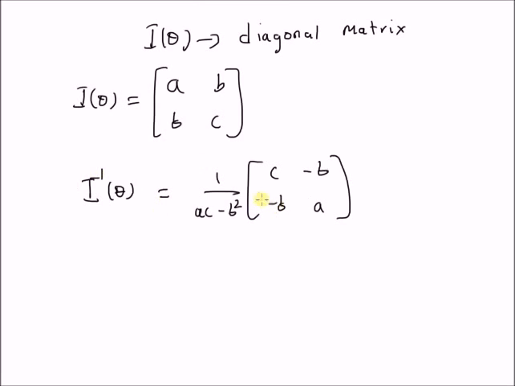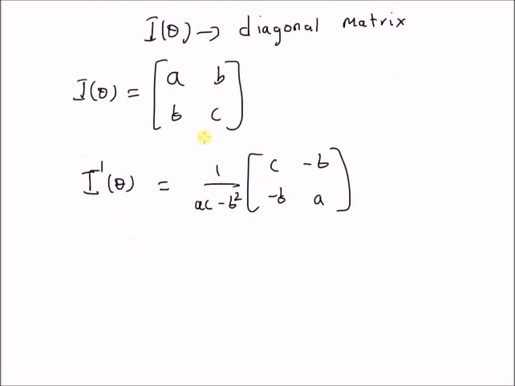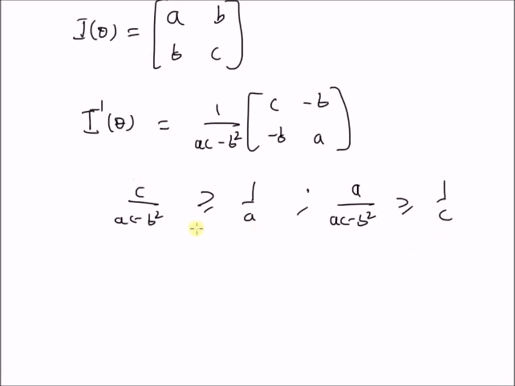By using this definition and the inequality, we can clearly see that the value C by AC minus B square, that is the first diagonal element, is greater than or equal to the inverse of the first diagonal element in the Fisher information matrix. And similarly, A by AC minus B square is also greater than or equal to 1 by C. And clearly the inequality becomes equality when B is equal to 0, that is, I of theta is a diagonal matrix.